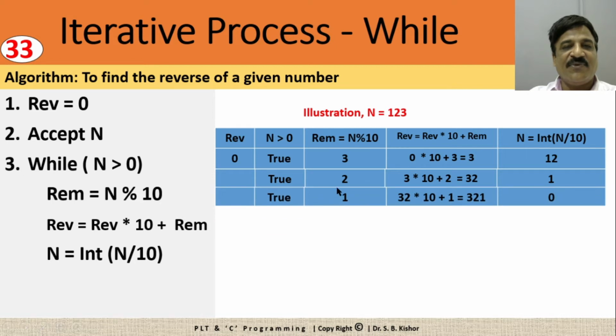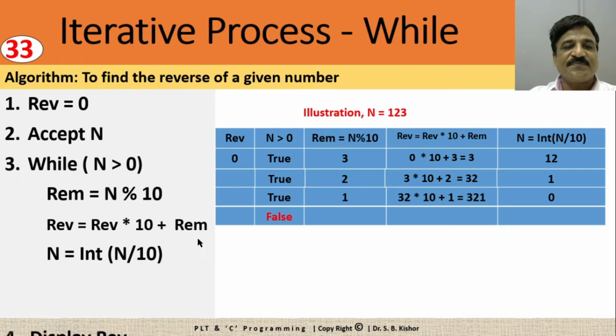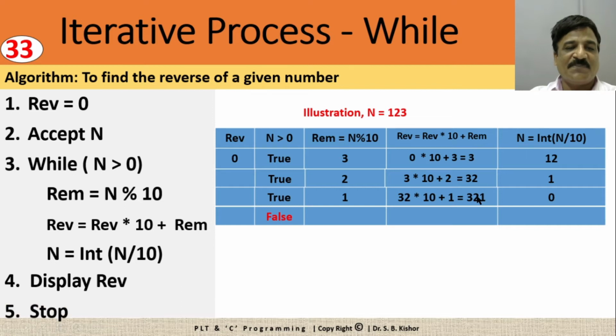And once again find out the remainder. 1 mod 10 is 1. The previous reverse value is what? 32. 32 multiplied by 10 is 320. 320 plus your remainder is 321. And now 1 divided by 10 is what? 0.1. So the integer of that is 0. Now, is 0 greater than 0? No, the condition is false. So execute the next statement. What are you going to do? Display the reverse number. So the reverse of 123 is what? 321. And stop.